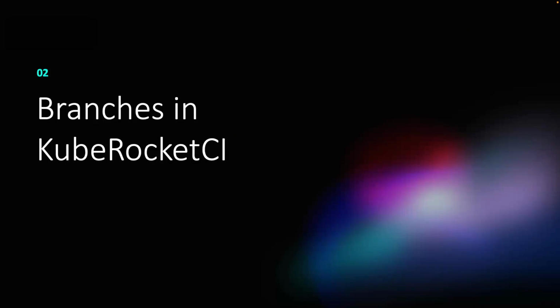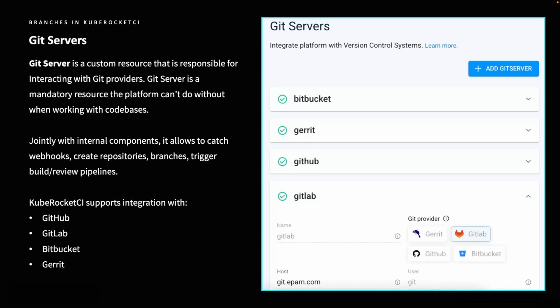The KubeRocketCI portal provides an intuitive way of managing branches. To start with, our Git provider support is based on Git servers. A Git server is an internal resource that handles integration with the version control system. Multiple Git servers, whether from the same provider or a different one, can operate concurrently. This capability enables users to interact with several Git providers simultaneously.